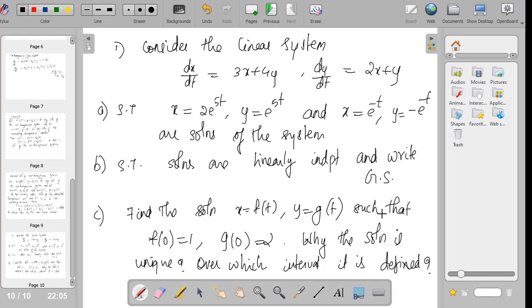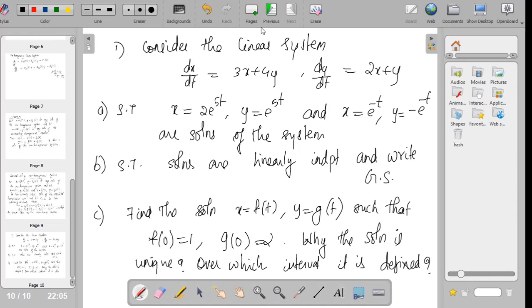So this is the problem. Here you are not finding any solutions, so that will come in the coming classes, how to find the solution. Here we are just verifying the solution, then you are asked to show that they are linearly independent and how to find a solution under a given set of conditions.